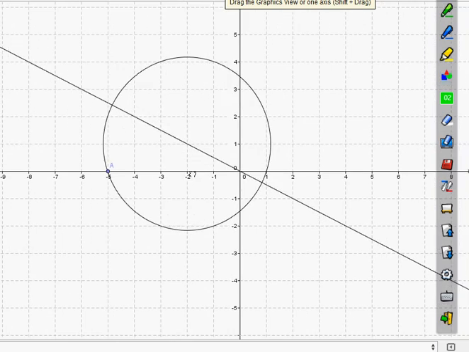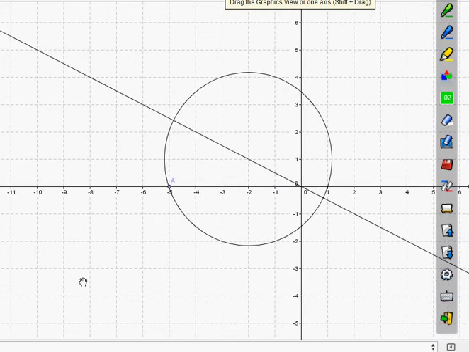I say it has to be over this way. So let's try the next one. x squared plus y squared plus 12x minus 6y plus 35 equal to 0.